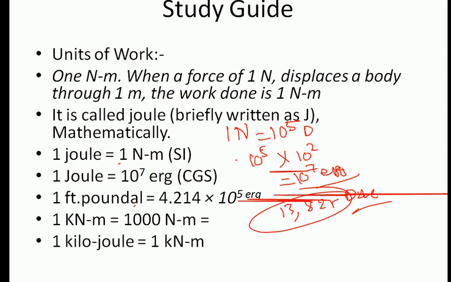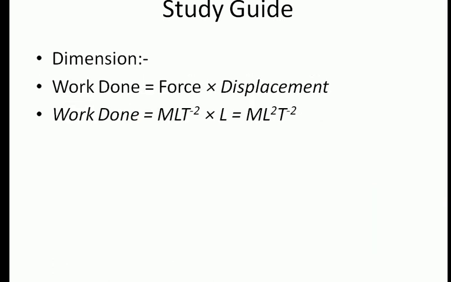Okay, moving to our next slide. In the next slide we have written the dimension of work done. What is work done? Work done equals force into displacement. And what is the dimension of force? The dimension of force should be remembered, and it is M L T to the power minus 2. Then multiplied by the displacement L, the dimension of work done will be M L square T to the power minus 2. This is very simple, and you have to remember all this for your exam.